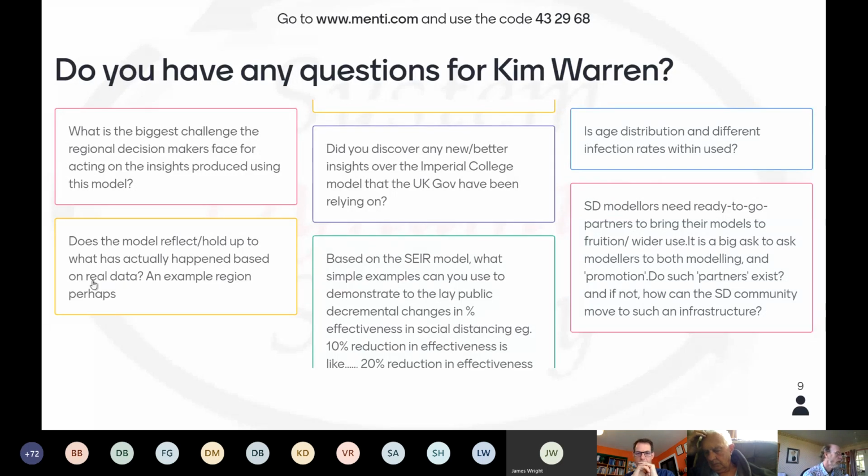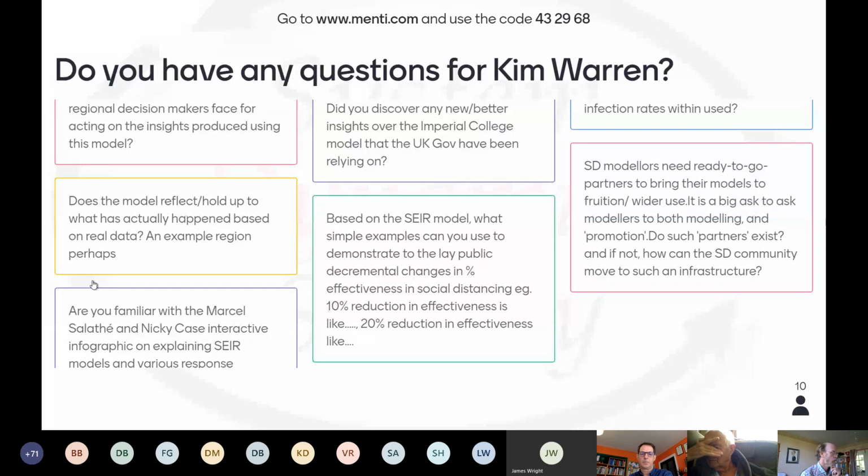Does the model hold up against what's actually happened on real data? Yeah, all the cases I've told you about, I didn't actually show it in the presentation. Every one of those is matched to real data up to the point in time where we actually have it. I don't think I've got time to show you an example, but we've matched the London data very closely, and we keep on matching every case that we do.